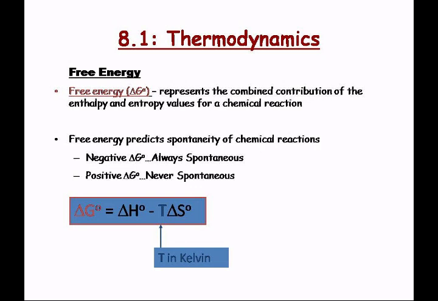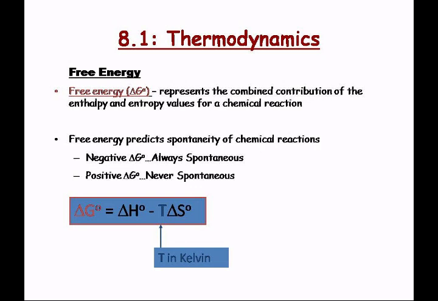Okay? So, how do we figure out if these changes are big enough or small enough? Well, lucky for us, there's another equation that'll tell us exactly that, right? And it's this equation, delta G. Okay? So delta G stands for Gibbs free energy. But we can just call it free energy because Gibbs, the guy this is named for, is long since dead, so I don't think he'll have any problem with it. But that's why it's this big G here. Okay? So this represents the combined contribution of the enthalpy and entropy values for a chemical reaction.